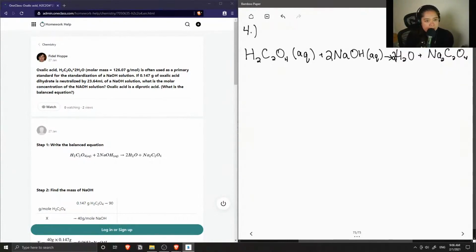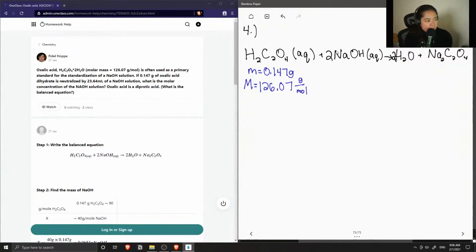And let's write down everything that we know for this problem. We know the mass of the oxalic acid is 0.147 grams, and its molar mass is 126.07 grams per mole.